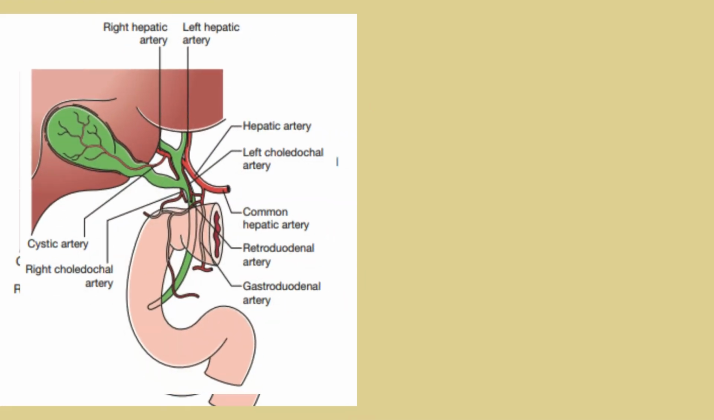So here is the picture showing the anatomy. As you can see, the common hepatic artery is dividing into the left hepatic artery and the right hepatic artery, and there is a cystic artery which is arising from the right hepatic artery. The right and the left hepatic duct join to form the common hepatic duct, and the common hepatic duct joins with the cystic duct to form the common bile duct. There is also an accessory artery which is arising from the gastroduodenal artery. There is another artery, the retroduodenal artery.